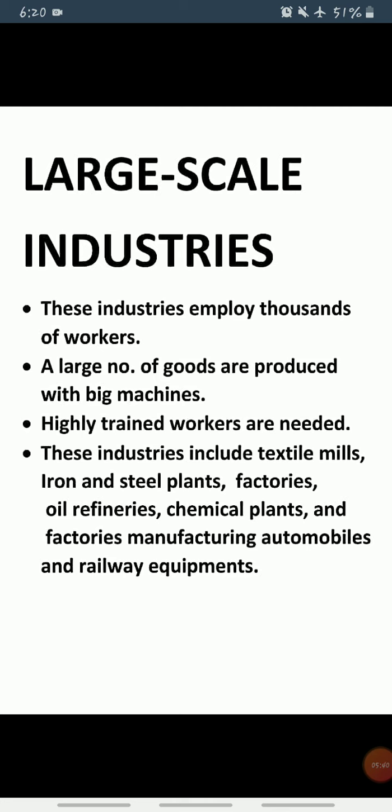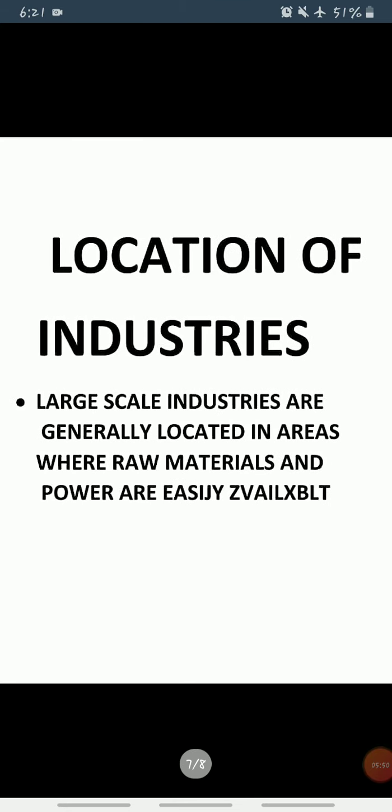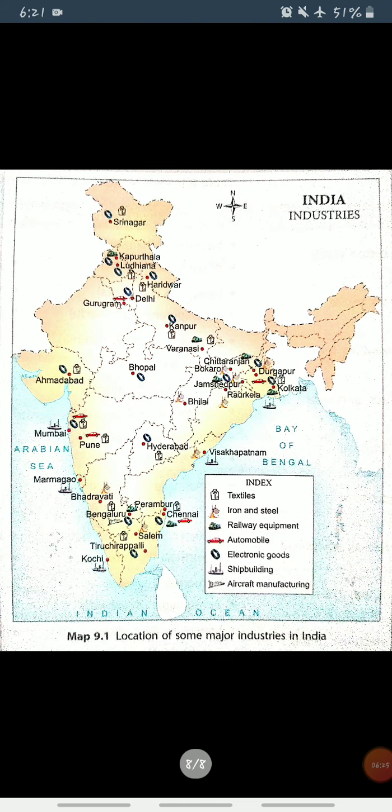Okay, so the large scale industries are generally located in areas where raw materials and power are easily available. So now we can see the location of industries. They are located in areas where raw materials, which we already discussed, like wheat, cotton, iron ore, logs of wood, and power supply, which means electricity, are easily available. Okay, now come to the next.